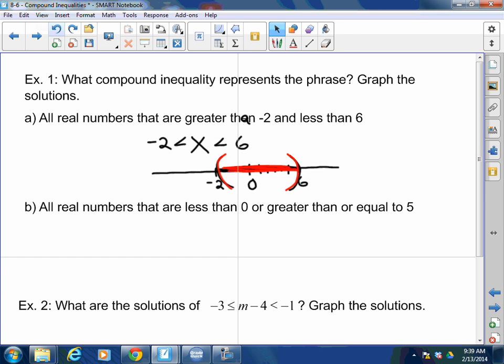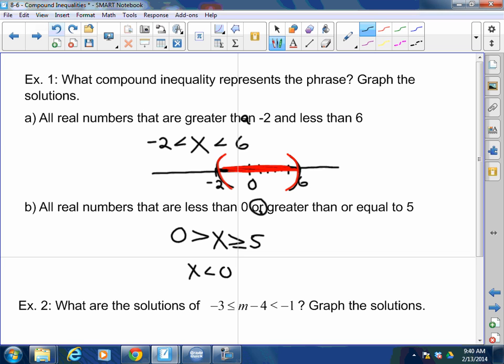All real numbers are less than 0 or greater than or equal to 5. Well, in this case, this is an or, all right? So I don't need to combine them. I can, but I don't have to. So I'm going to show you both ways you could do it. X is less than 0 or greater than or equal to 5. Or you could do this. X is less than 0 or x is greater than or equal to 5.